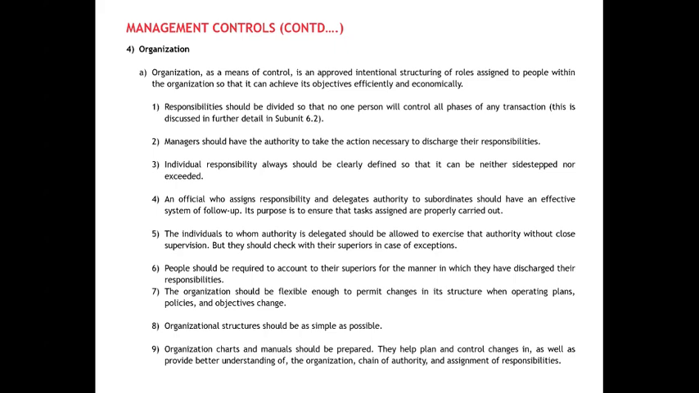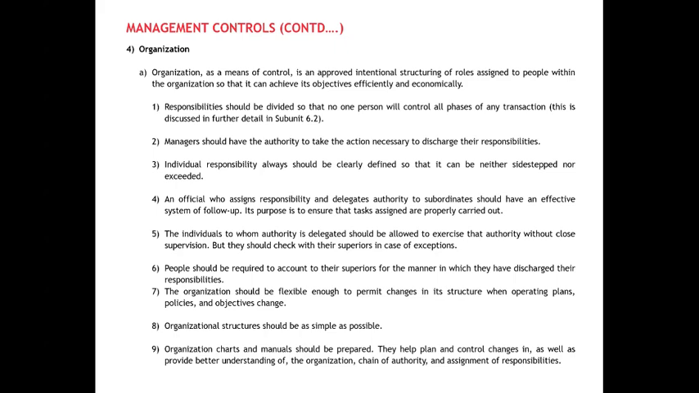So number 5 is also that supervision. People should be required to, so there must be exception reports generated, just to see whether everything is happening in line, reviewing of reconciliations, right? People should be required to account to their superiors in the manner in which they have discharged their responsibility. Yeah, so through discussions, meetings, what they carry out, can be done.